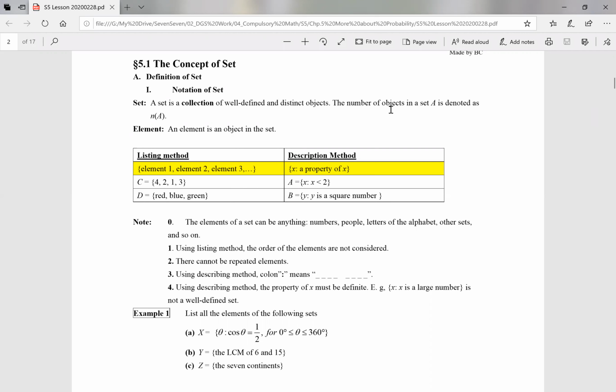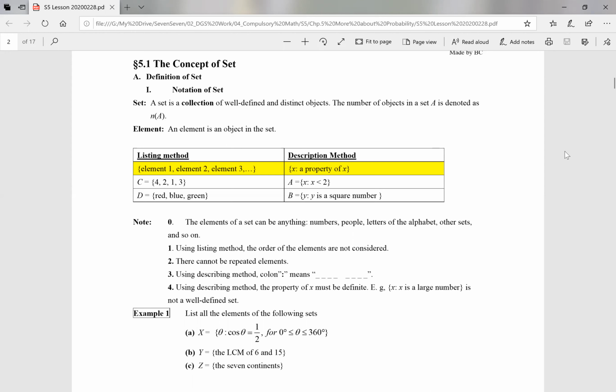Today, let's start Chapter 5. Lesson 1, the concept of set. Sets are mathematical objects. It has a clear definition. Look at the definition. A set is a collection of well-defined and distinct objects. The number of objects in a set is denoted as n(A).